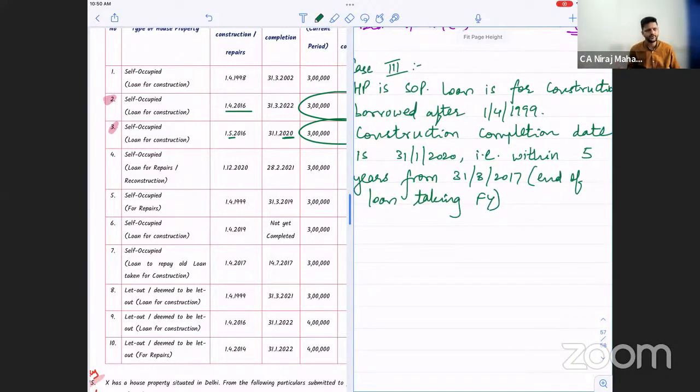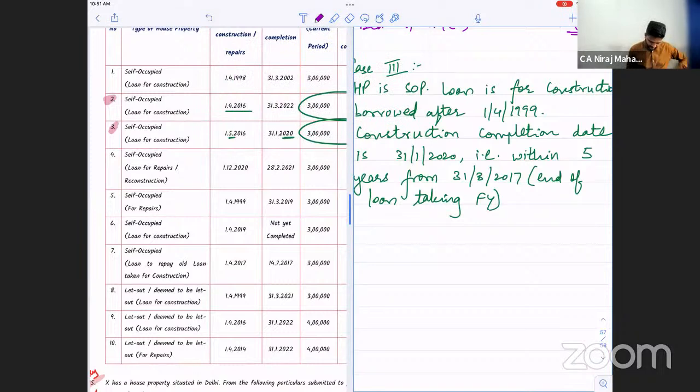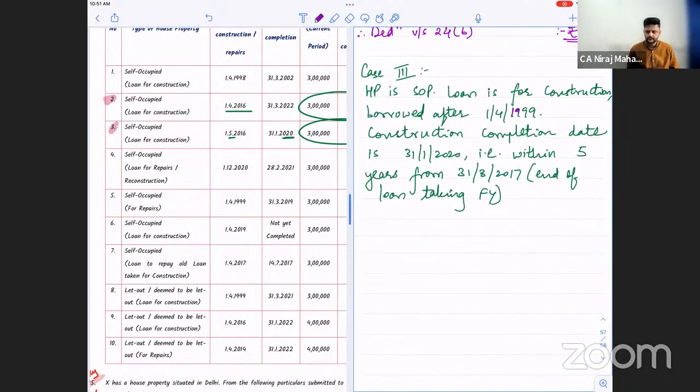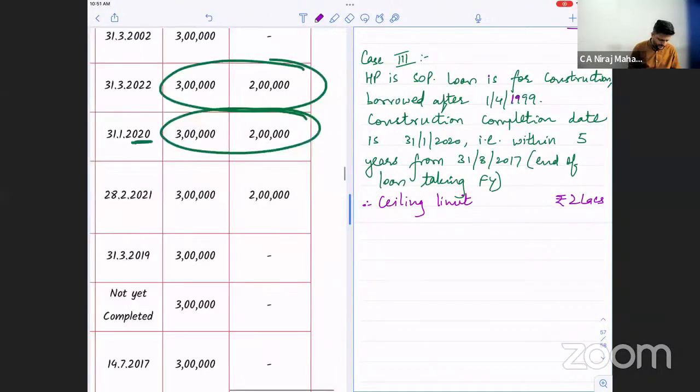The year in which the loan is borrowed, the end of that year's financial year. Okay, everybody. Let's go ahead. So all the conditions are satisfied. Therefore, ceiling limit is rupees 2 lakhs. Interest, however, accrued is how much? 5 lakhs.